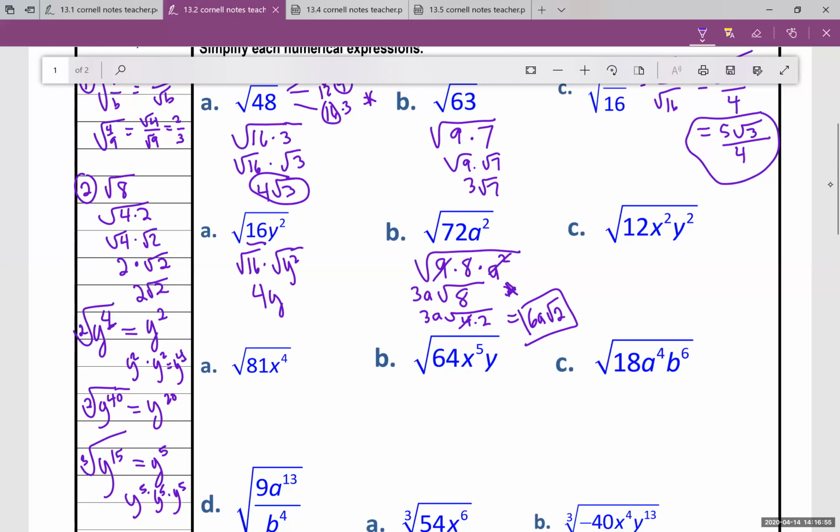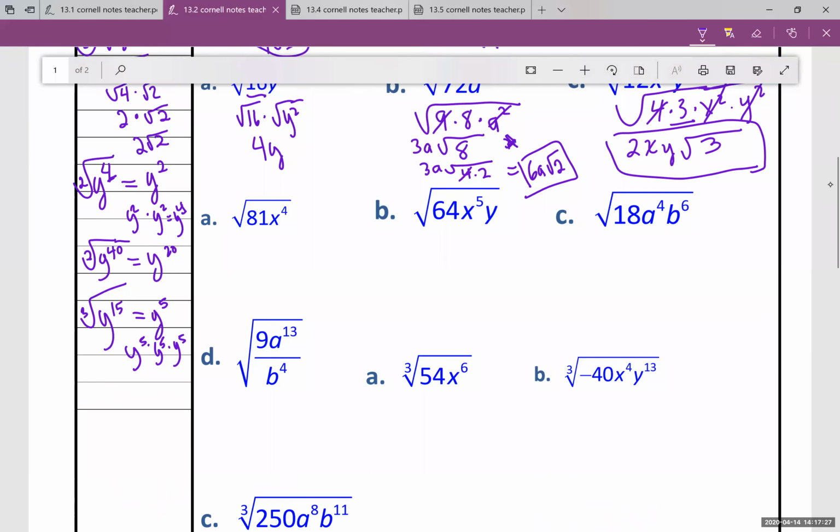All right, let's rewrite 12. Let's rewrite that as 4 times 3 times x squared times y squared. Can I take the square root of 4? Yes. So a 2 will come out. Can I take the square root of 3? No. Can I take the square root of x squared? Yes. An x will come out. Can I take the square root of y squared? Yes. A y will come out. What's left underneath the radical sign? A 3. Okay, are you getting the hang of it?